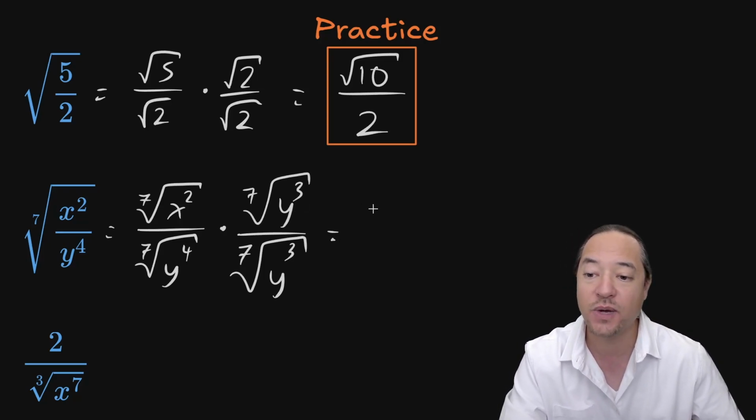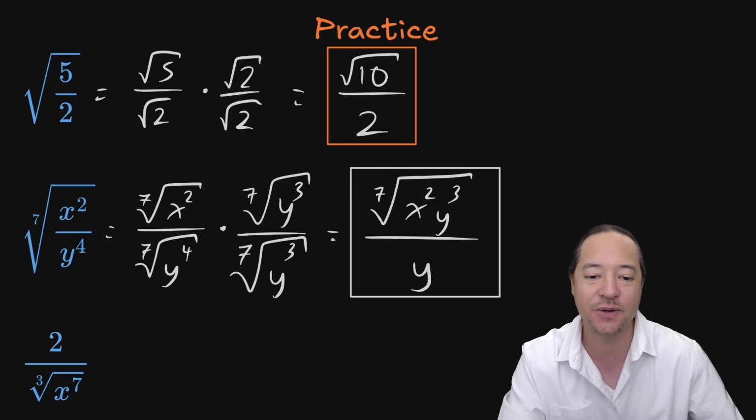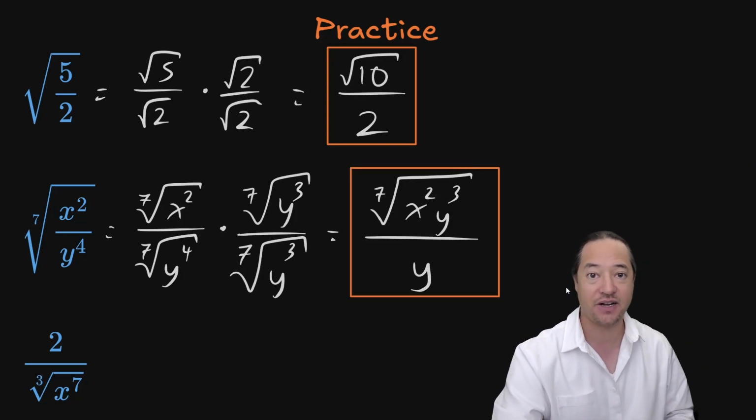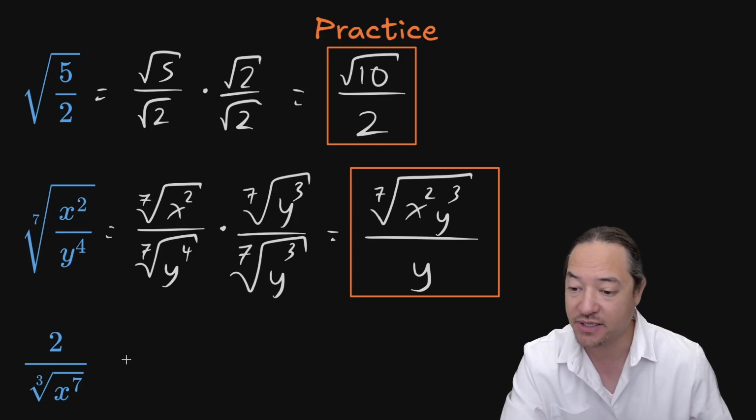Okay, so what do I get with that? Well, in the numerator, I'm going to wind up with the 7th root of x squared y cubed. That's fine. And in the denominator, I'll wind up with the 7th root of y to the 7th power, which is just going to give me y. All right, there we go. That's what I'm left with there after rationalizing the denominator. Let's look at the last one here.